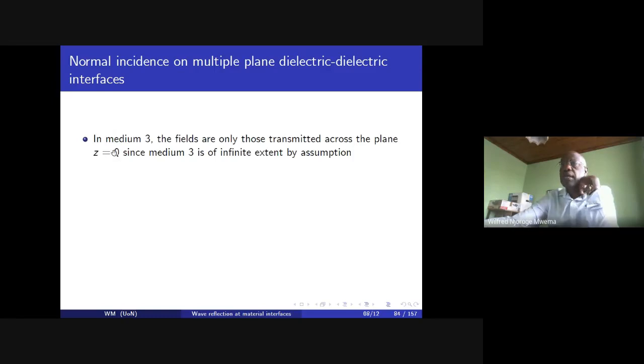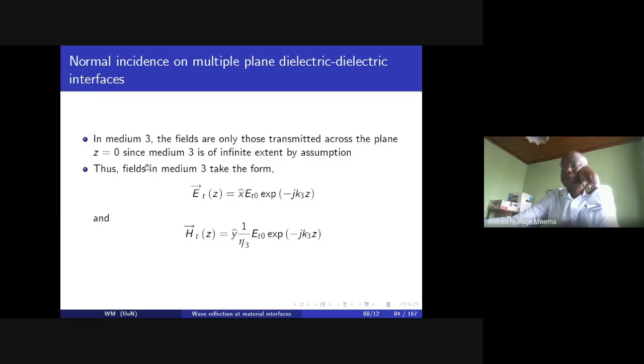That is, EI0. So in medium 3, we may assume that medium 3 is of infinite extent, and therefore there will be no reflected waves there because there's no other interface to the right of the interface at z equal to 0. Okay, and therefore we can see that the only fields that are there are those transmitted through the interface. And therefore, the fields in medium 3 can be written in the form Et of z equal to x cap Et0 exponent of minus j k3 z. And Ht is given by that equation there.